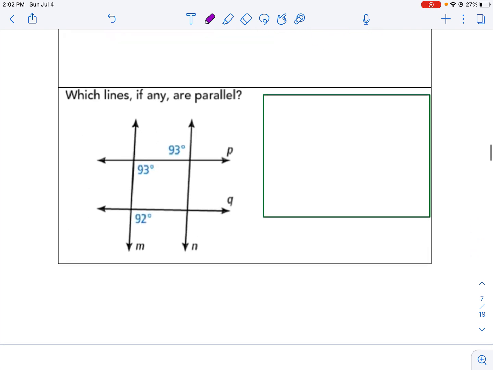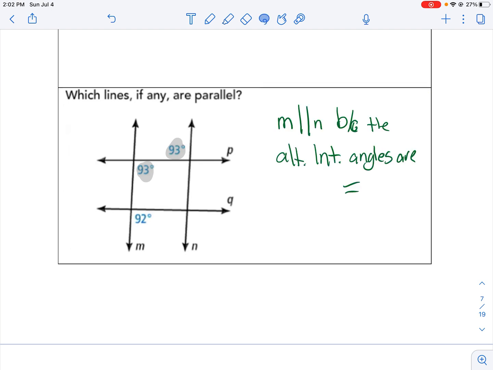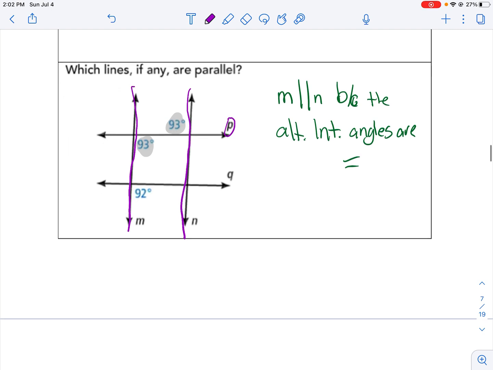Which lines, if any, here are parallel? Well, I see these two are alternate interior angles, and those two touch lines M and N, with line P being the transversal. So M is parallel to N because alternate interior angles are equal.